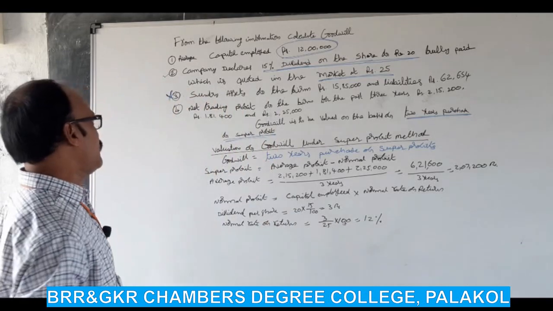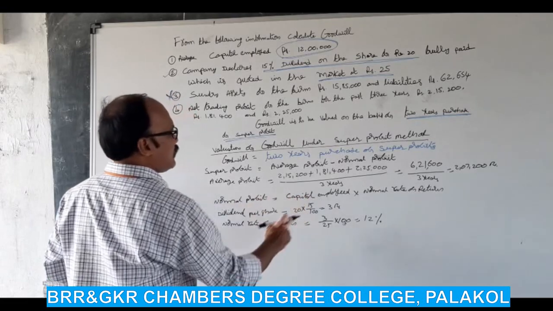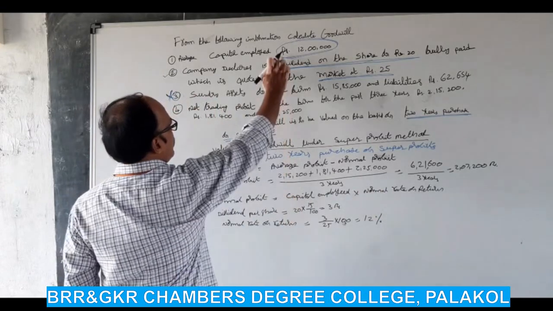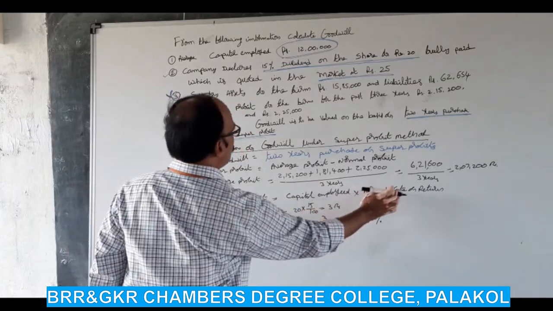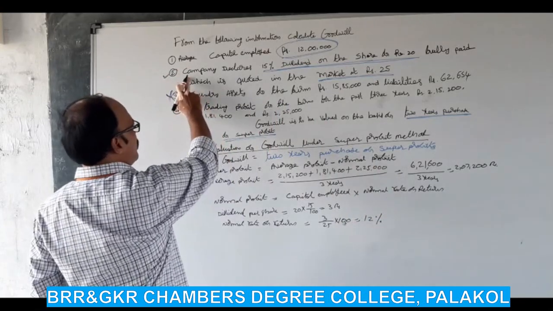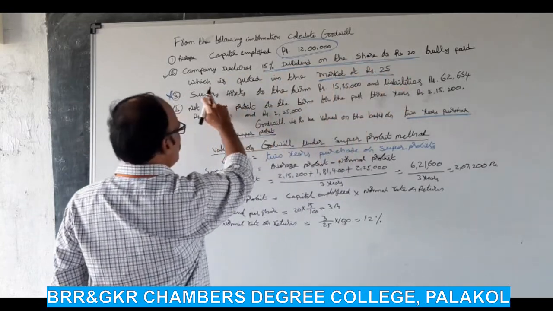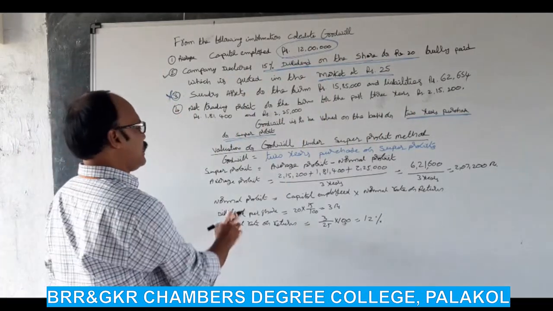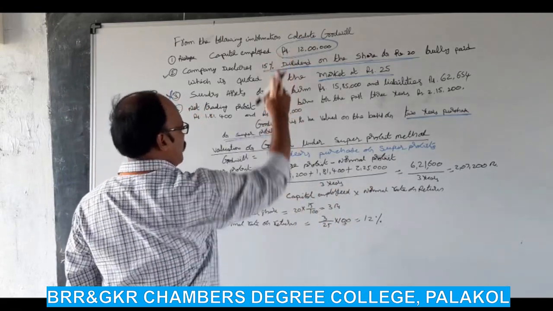Once again I am telling that for calculation of normal profit, the principle is capital employed into normal rate of return. The capital employed is directly available in the problem, but normal rate of return is not available. For calculation of normal rate of return, the second point is very useful. It is company declares 15% dividend on the share of rupees 20 fully paid, which is quoted in the market at rupees 25. Okay, directly available. Next one.